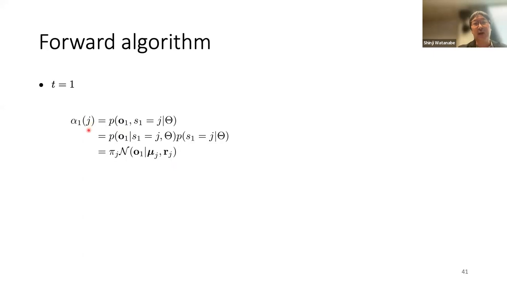So first, alpha_1j, the t equal 1 case, is a special case, and it is more straightforward. We can just substitute the value 1 here. And then it turns out to be a very simple equation: pi, the initial state at time 1, which we introduced, and the other part is just a Gaussian. So we can compute it, right? Okay. So there is no alpha, beta, gamma, or xi, or other values. So we can compute this one for all states.